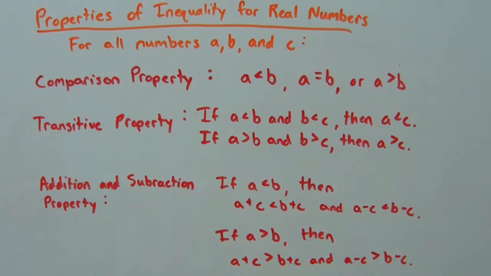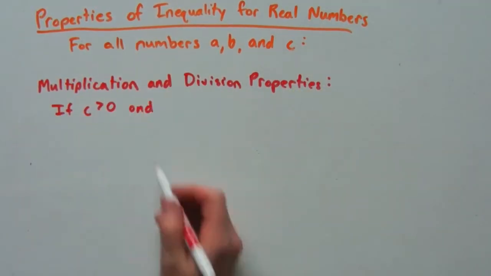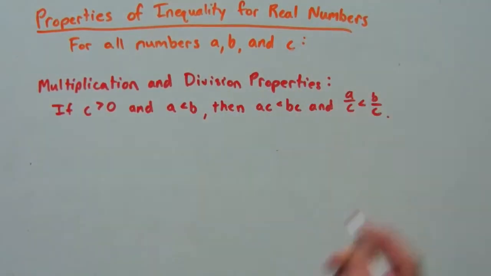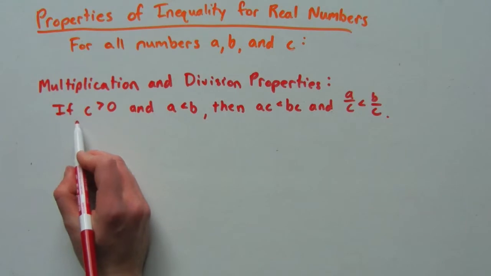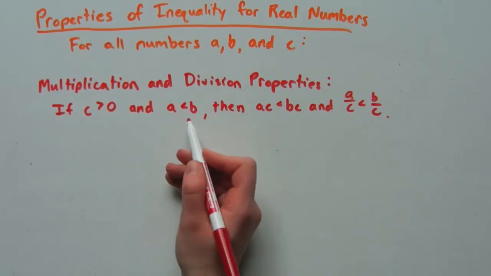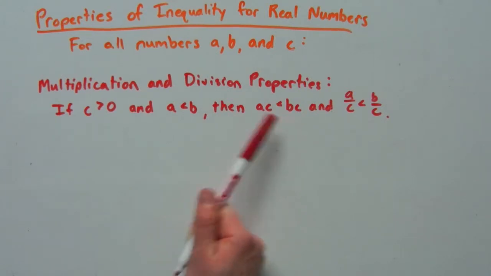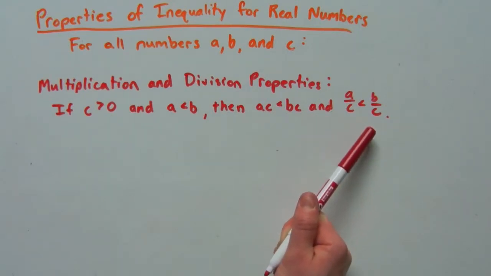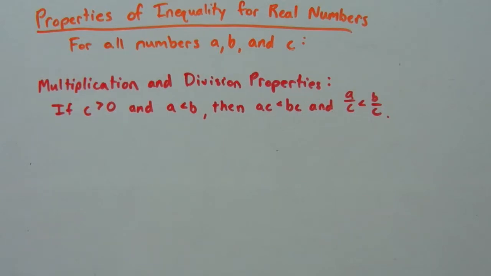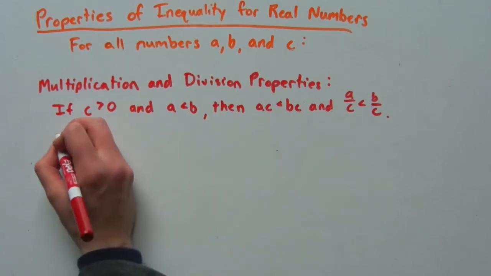Now let's go over the multiplication and division properties. So for our first one, we have, for all numbers A, B, and C, if C is greater than 0 and A is less than B, then A times C is less than B times C. That's the multiplication property. And A divided by C is less than B divided by C. That's the division property. Now let's look at it if C is greater than 0 and A is greater than B.